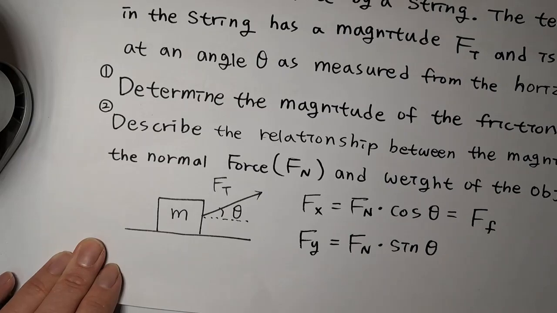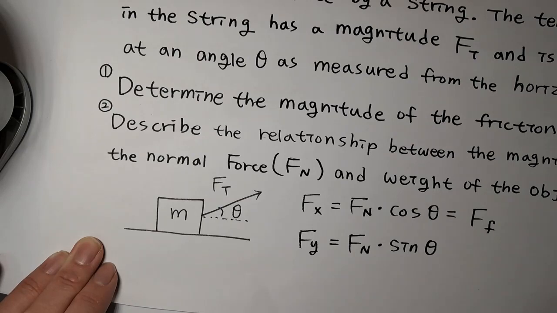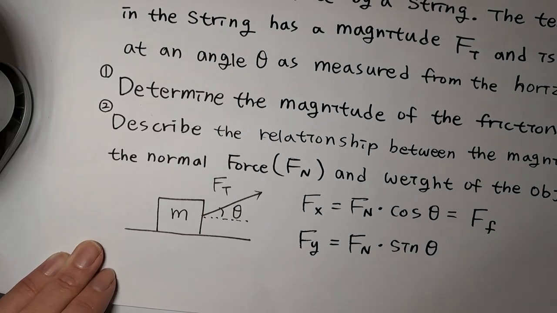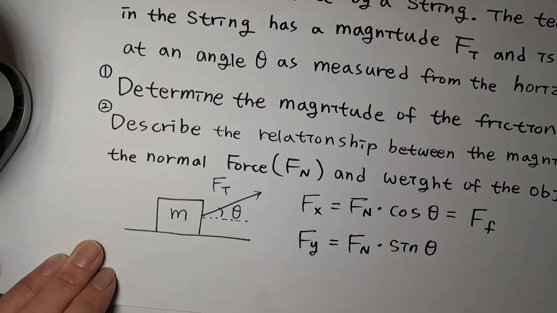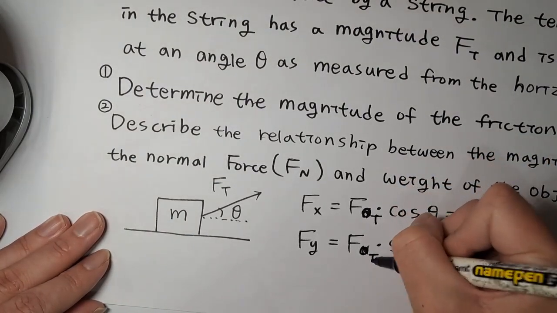The force of friction must be equal but opposite to the horizontal component of the force in the x direction in order to maintain constant velocity. The normal force is less than the weight of the object because the string is lifting the object by an amount equal to the force of tension sine theta. So this is the force of tension.